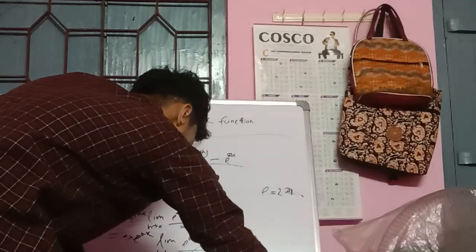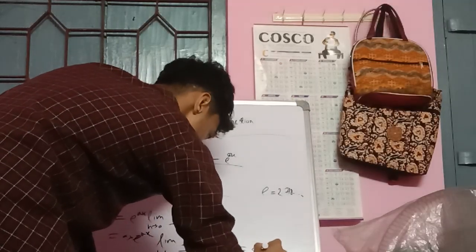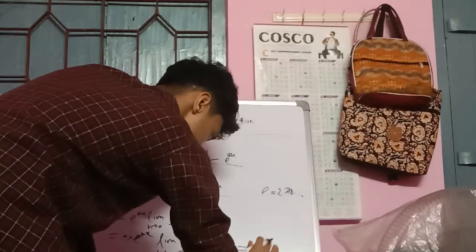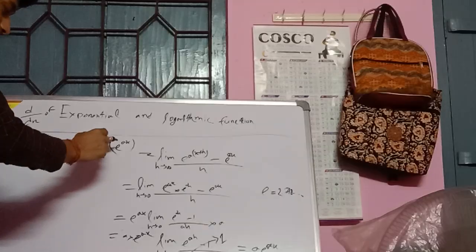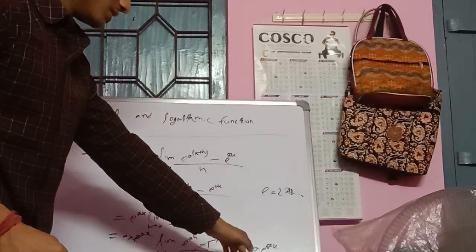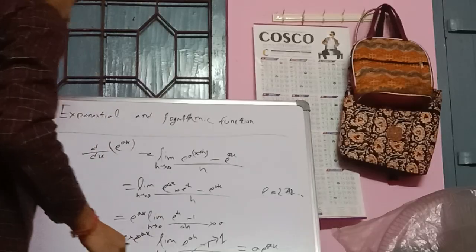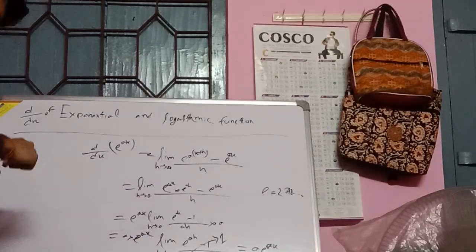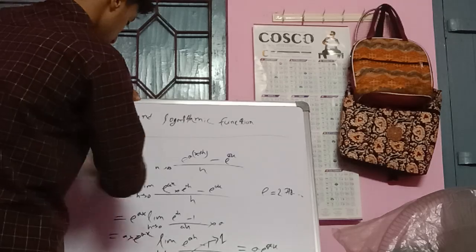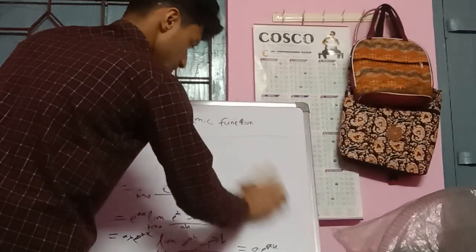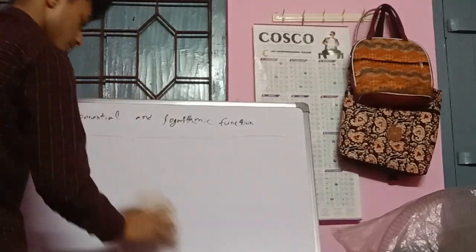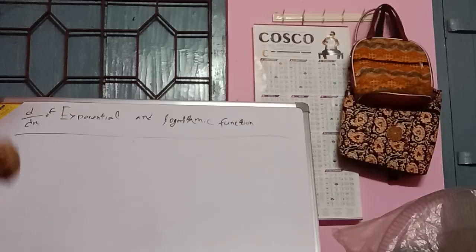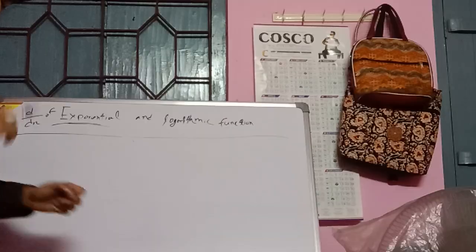This would also converge to 1, which would leave us with a times e to the power ax. Okay, so you can see that the derivative of e to the power ax is a times e to the power ax. Now, if you're done understanding and comprehending all that, we'll find out what the differentiation of an exponential function looks like.